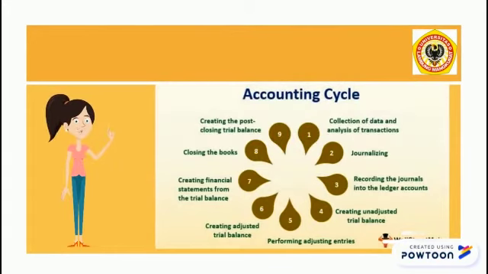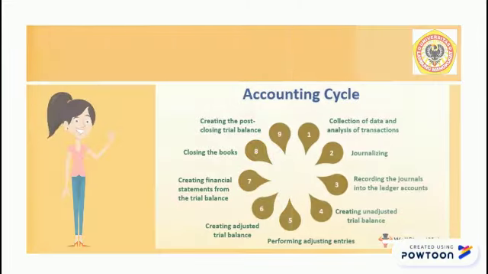1. Collection of data and analysis. 2. Journalizing. 3. Recording the journals into the ledger accounts. 4. Creating the unadjusted trial balance. 5. Performing adjusting entries. 6. Creating the adjusted trial balance. 7. Creating financial statements from the trial balance. 8. Closing the books. And 9. Creating the post-closing trial balance.